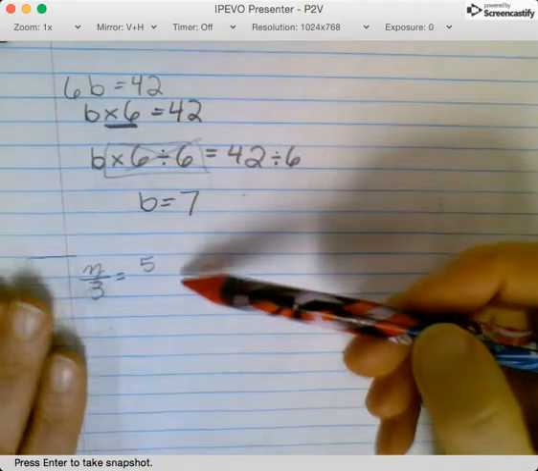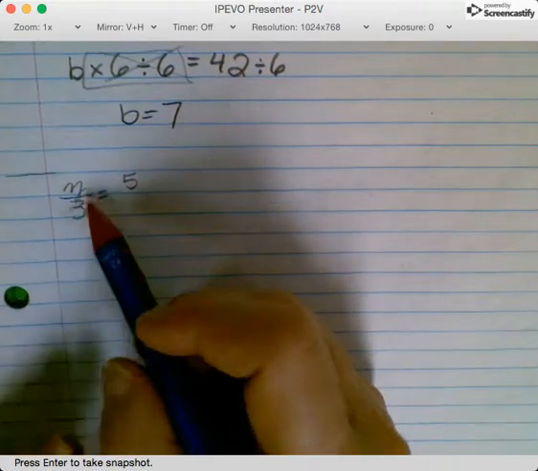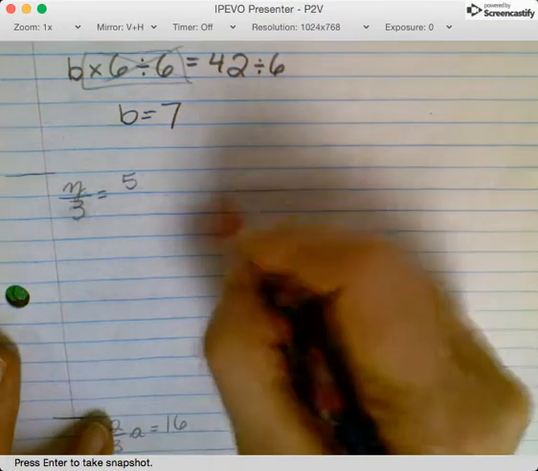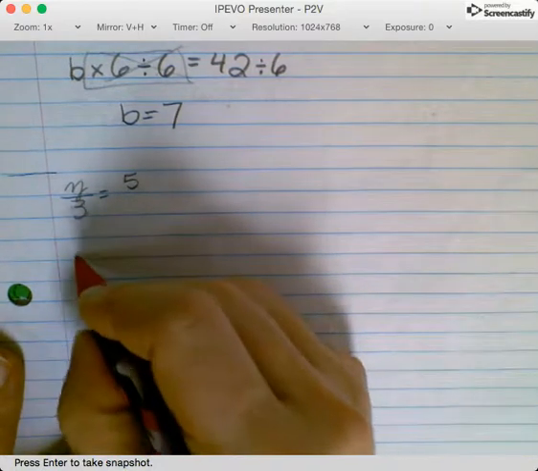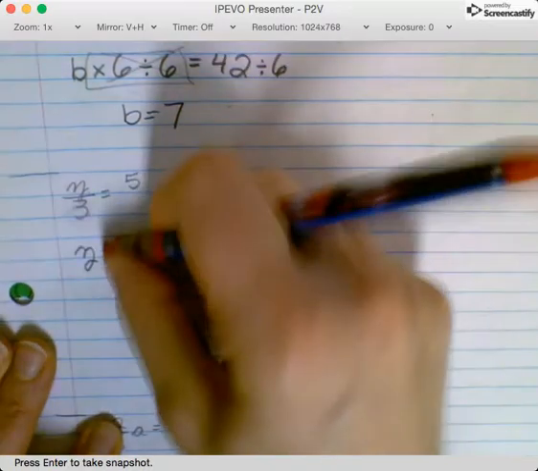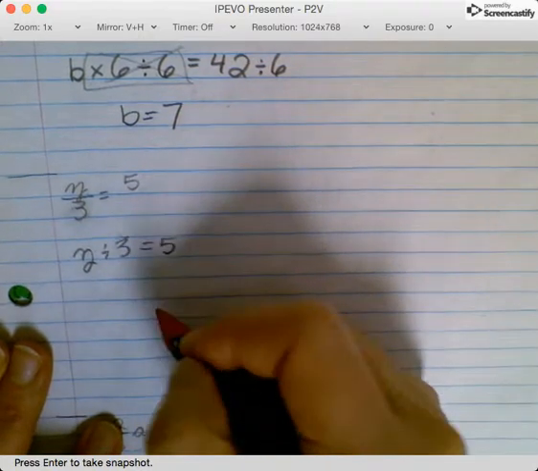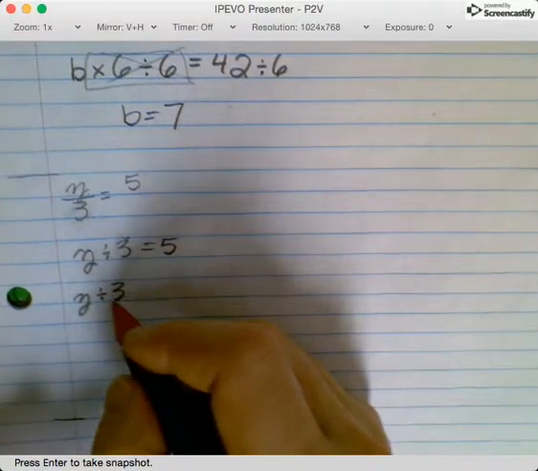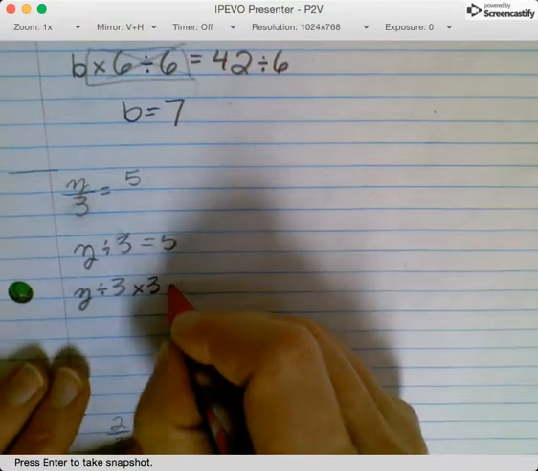Now this one looks a little funny, but I wanted to show you this because I want you to think of a fraction as division. So z over 3 is like z divided by 3. So I'm going to go ahead and rewrite that: z divided by 3 equals 5. Now that helps us to know what to do next. The opposite of division is multiplication. So I multiply by 3 to get those two to cancel each other out.